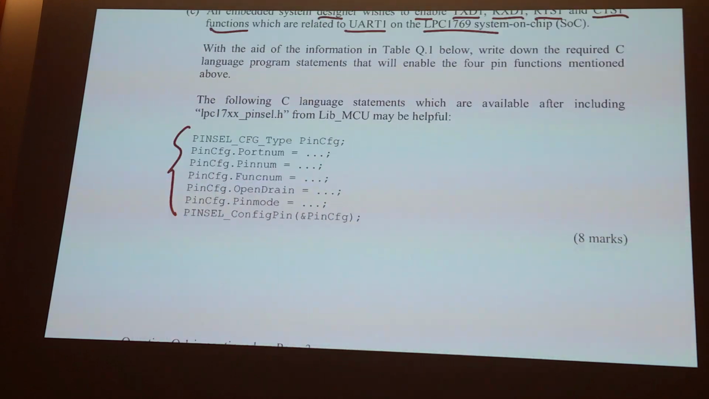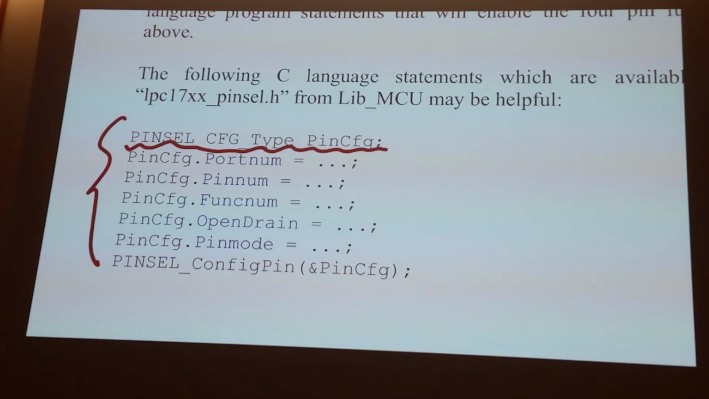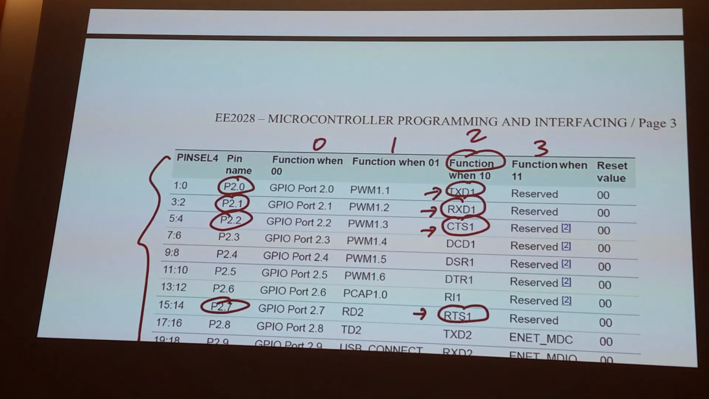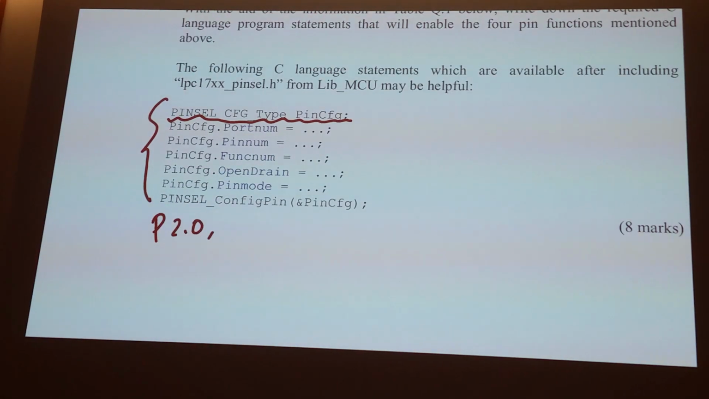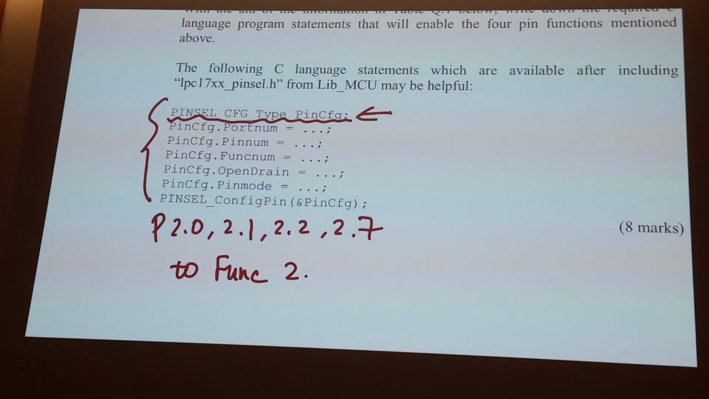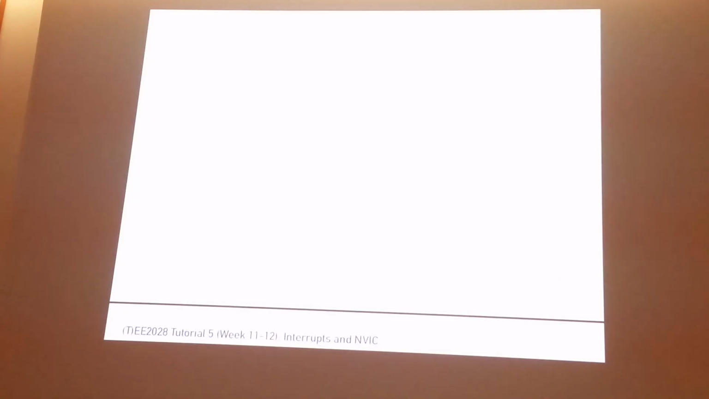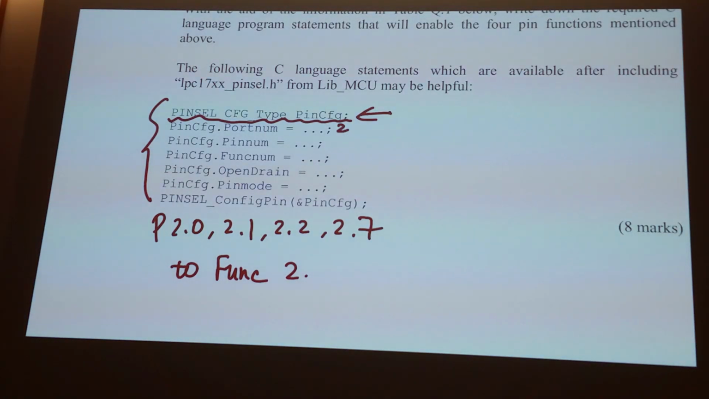How to do that in the lab? You have this definition, and then basically you are setting pins 2.0, 2.1, 2.2, 2.7 to function number 2. So you need this one line: port number 2, pin number 0, function number 2. Open drain, you can ignore; you don't need this. Then call this function.